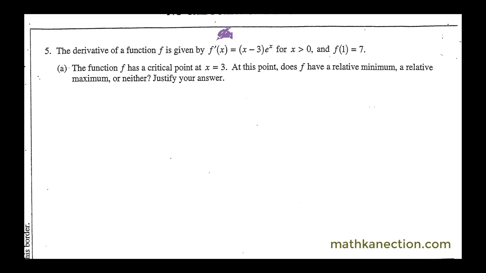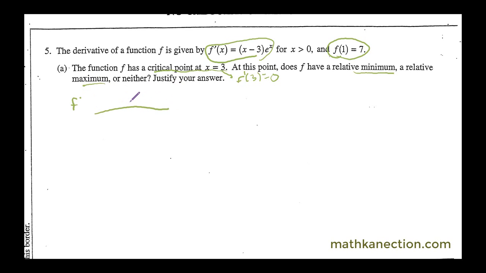So the derivative of a function is given by this derivative f prime of x. We have an initial condition of f of 1 is equal to 7. In part A, they say that the function has a critical point at x equals 3, which means the derivative at 3 is going to equal 0.